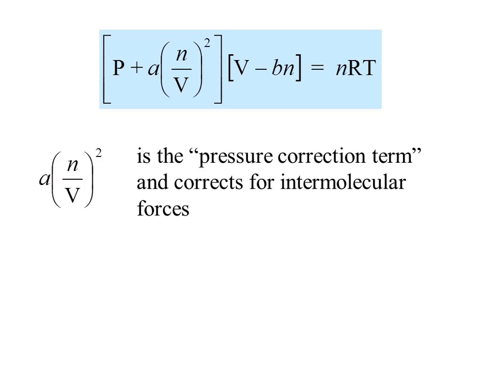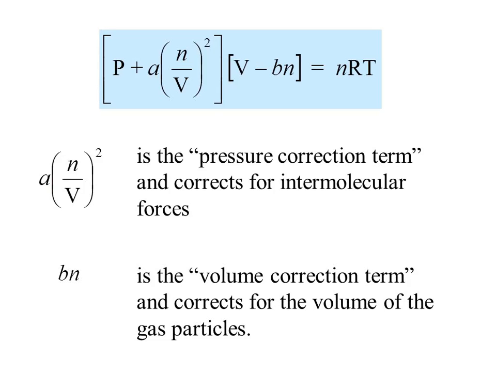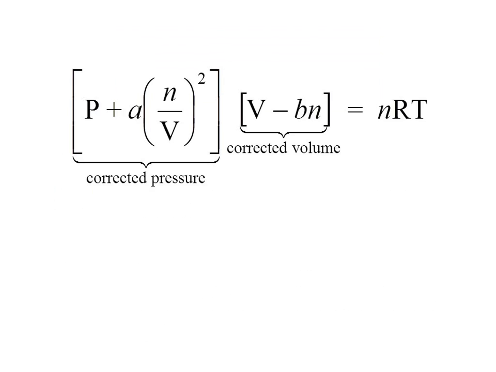Okay. So that first term corrects for pressure, like I said. That second term, the bn, corrects for volume. And it's honestly kind of another one of those plug and chug things. That's the way I think of it anyway. So it's really not all that mysterious. I was looking at this at my desk and I'm like, now how does that work?